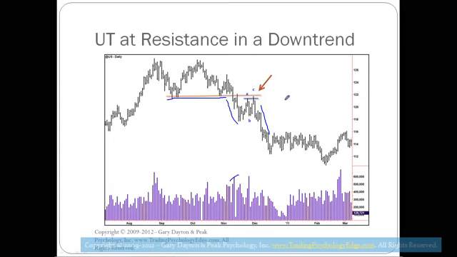What distinguishes ABC corrective from first higher high? Well, you don't have to have a 3 wave up for a first higher high.